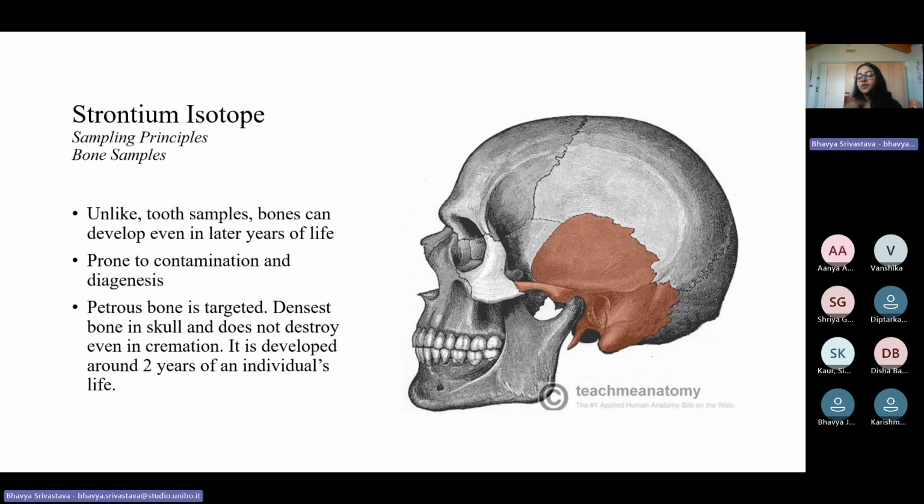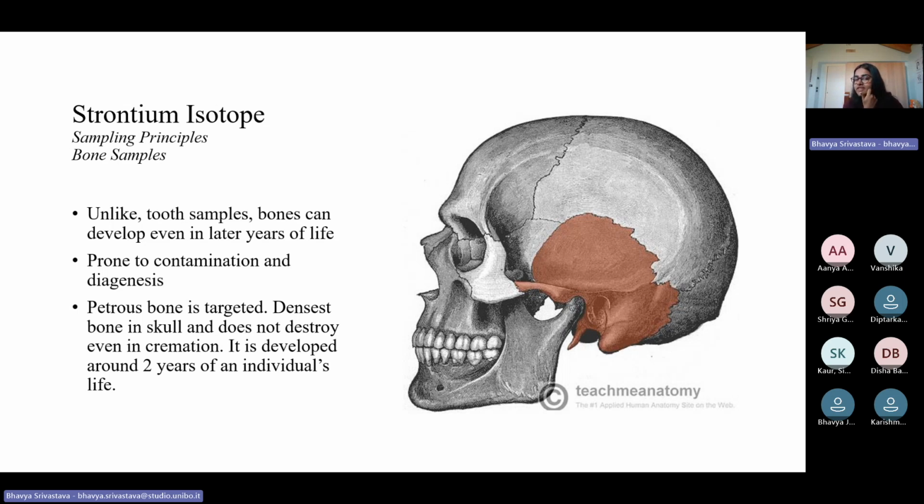Now, in case of bones, bones are more prone to contamination. This has to be understood and kept in mind. However, when we are talking about bones, we usually talk about the petrous bone. So, petrous bone is part of the temporal part of our skull, and this red region, if you see the inner side of it, that's where the petrous bone is located. It is the densest bone in the human body, and even if the body is burnt, so even if the body is cremated, the petrous bone will still survive intact.